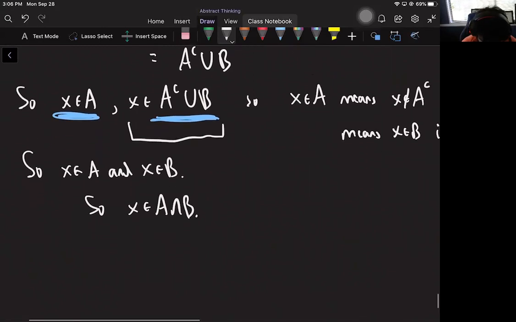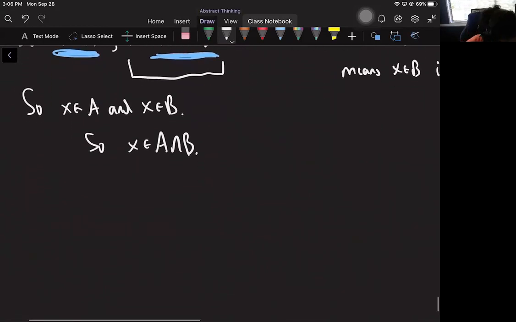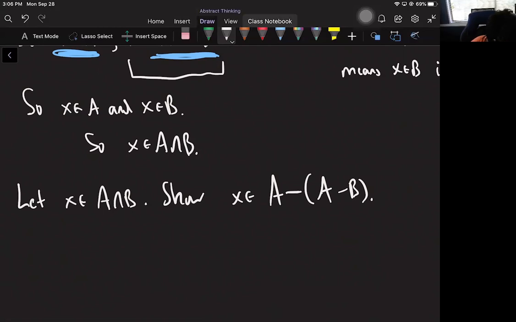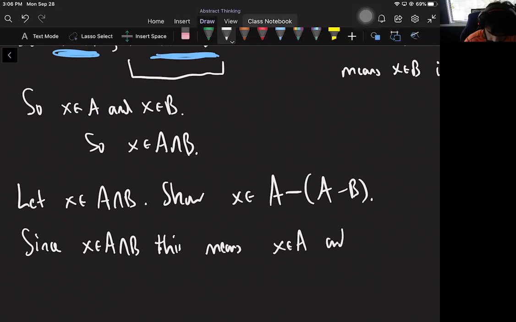Okay, I would recommend doing that one again on your own to get a better understanding of it. All right, so now for the other direction, I gotta let X be in A intersect B, and then I gotta show that X is in A minus B as a result. Okay, hopefully this direction's a little easier. I don't think it is. Let's see. Okay, so X is in A intersect B. This means, well, it just means X is in A and X is in B.